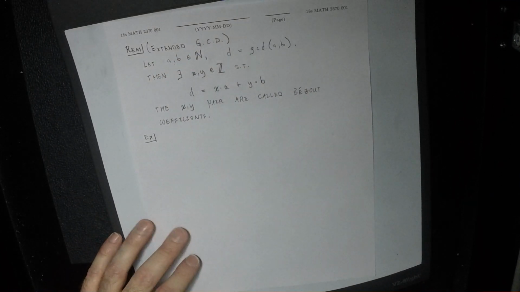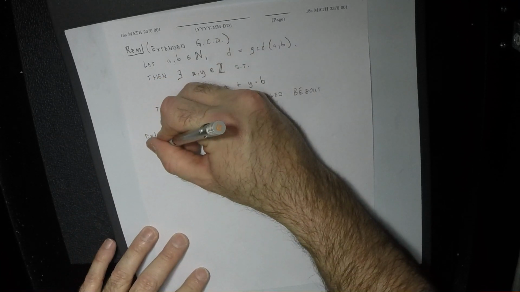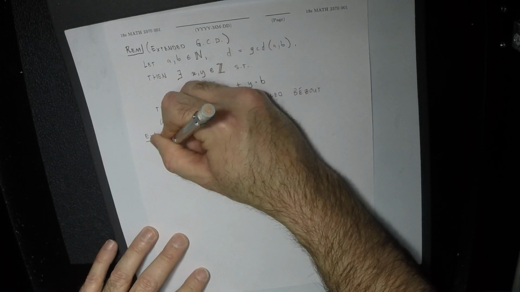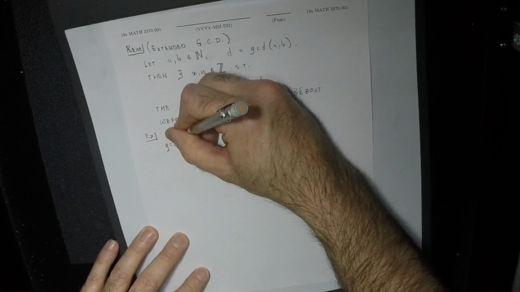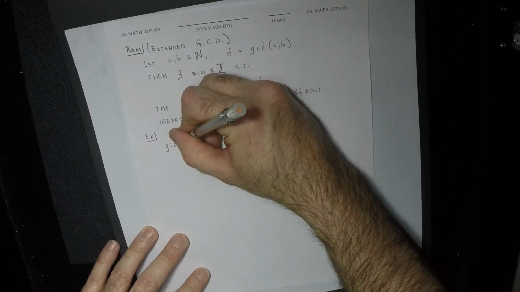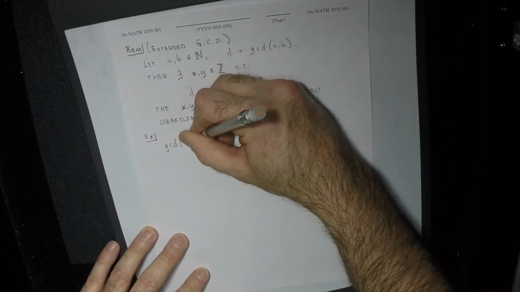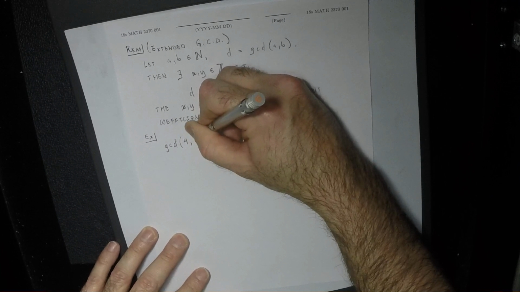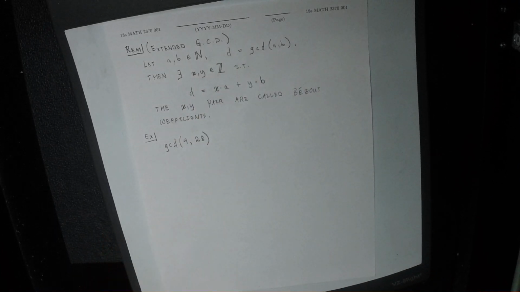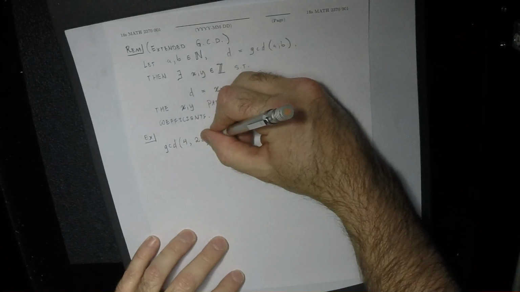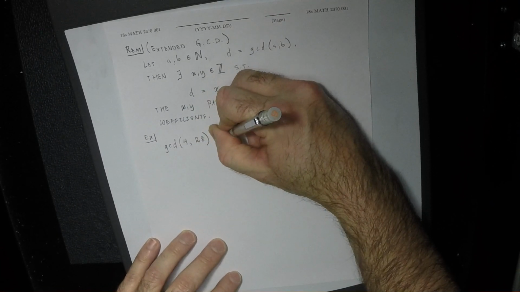let's consider something easy. So how about the GCD of, say, 4 and 28? Well, I just want you to tell me the answer. So what would it be? It'd be 4.